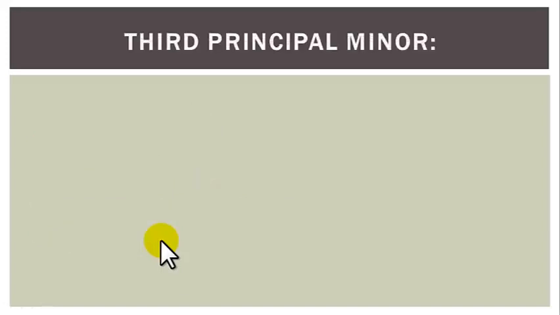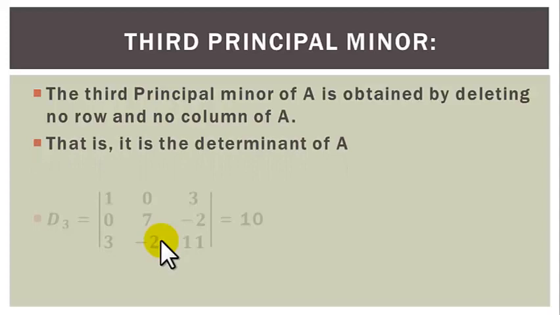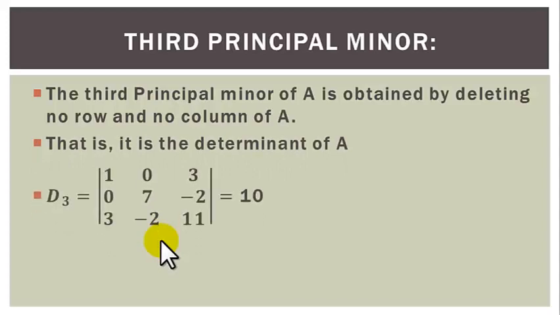And finally, the third principal minor of A is obtained by deleting no row and no column of A. That is, here we are putting k equals 3. So we are subtracting n minus k, which is 3 minus 3. 3 minus 3 is 0. So that means we are deleting no row and no column. So therefore, the third principal minor of A is the determinant of A itself. And this will give us 10.